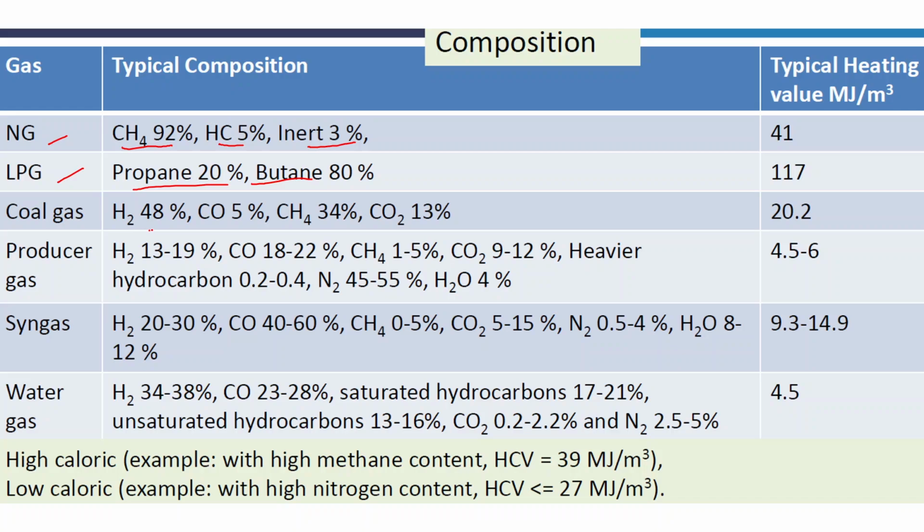Then coal gas consists of hydrogen, carbon monoxide, methane, and carbon dioxide. Producer gas, as we have studied, mainly consists of carbon monoxide and hydrogen, along with carbon dioxide and some other hydrocarbons as well. And syngas mainly consists of carbon monoxide and hydrogen, but with a very low content of carbon dioxide, some hydrocarbons, and some amount of nitrogen. And water gas consists mainly of hydrogen, then some carbon monoxide, and some saturated and unsaturated hydrocarbons are also present.